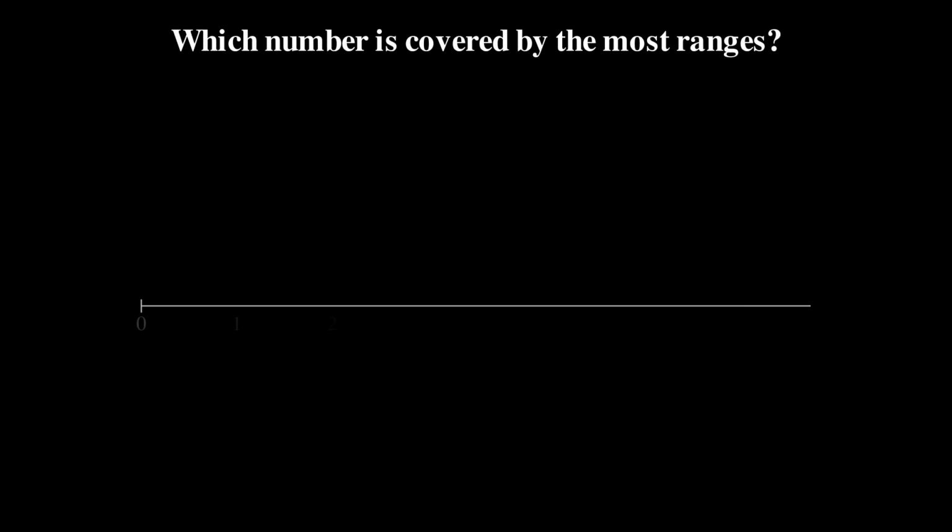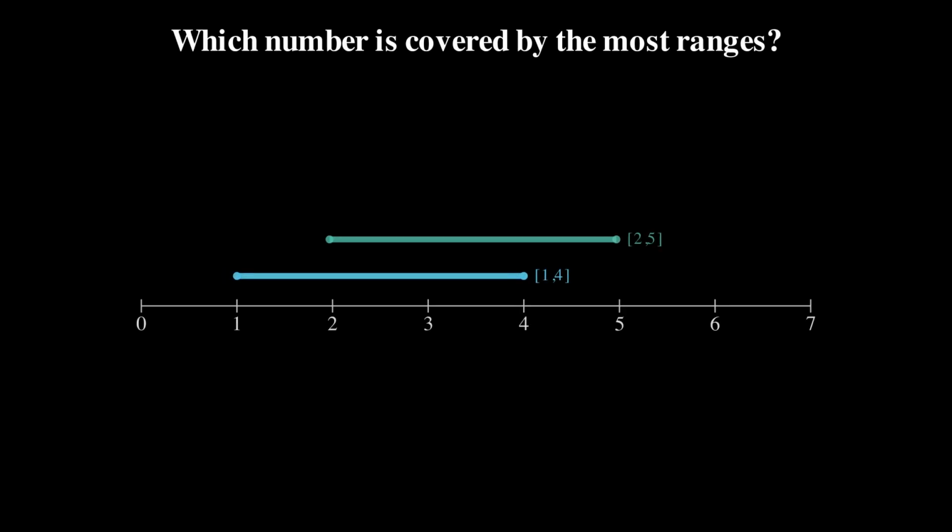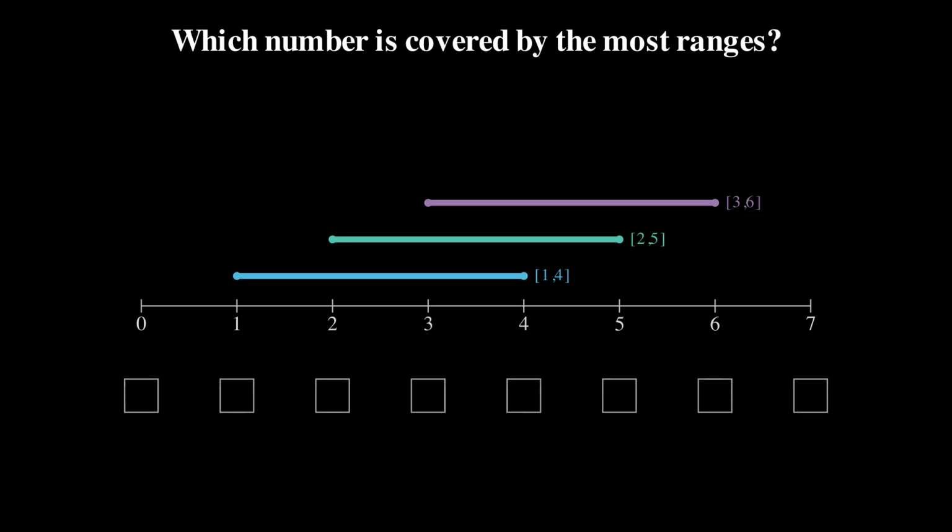Let's nail down the exact answer by hand first, so we know what we are aiming for. Each range covers every whole number between its endpoints, both ends included. 1 sits inside only the first range, so its coverage is 1. 2 is inside the first and the second, so 2. 3 is inside all 3 ranges, so 3. 4 is also 3. Then 5 drops to 2 and 6 to 1. So the most covered number is 3, with a coverage of 3, easy by hand. The real question is how a computer does this fast, not for 3 ranges, but for millions.